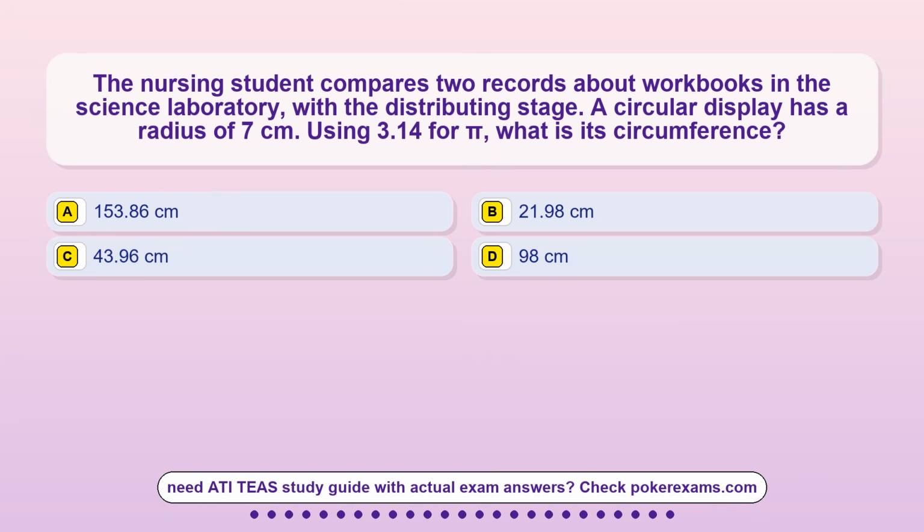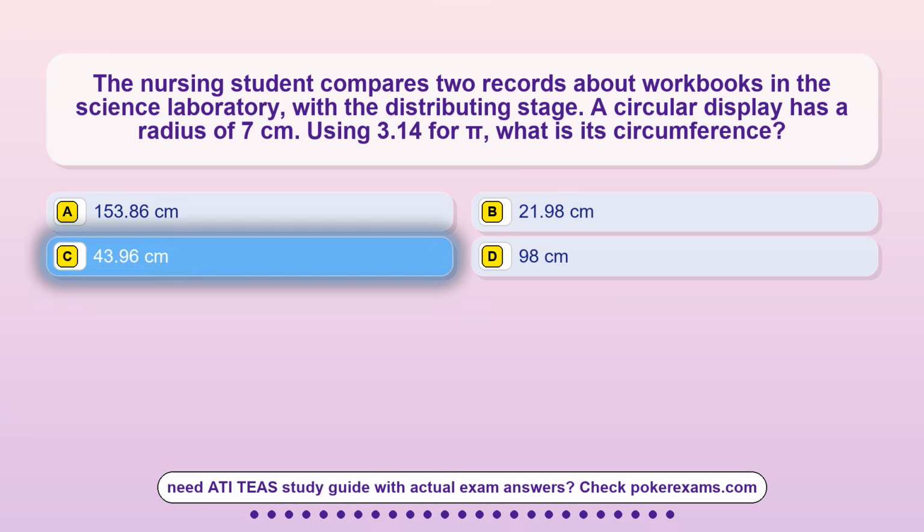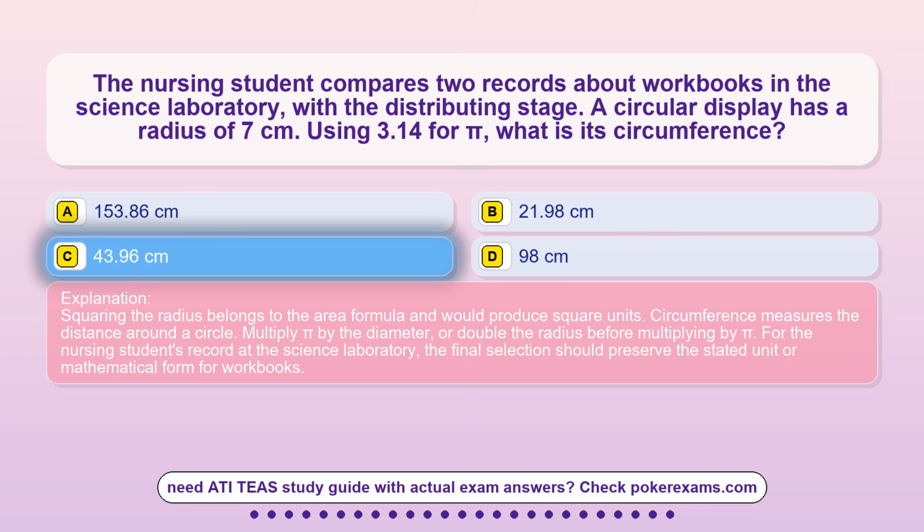Option A, 153.86 centimeters. Option B, 21.98 centimeters. Option C, 43.96 centimeters. Option D, 98 centimeters. The correct answer is option C, 43.96 centimeters. Squaring the radius belongs to the area formula and would produce square units. Circumference measures the distance around a circle. Multiply pi by the diameter, or double the radius before multiplying by pi.